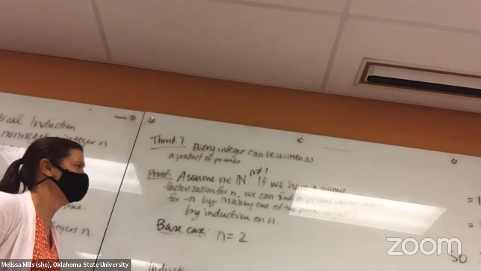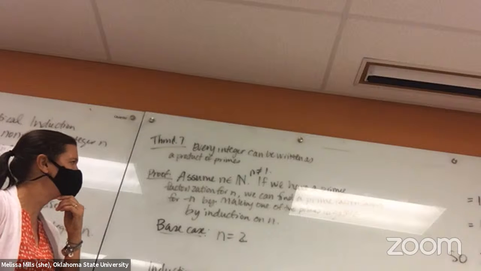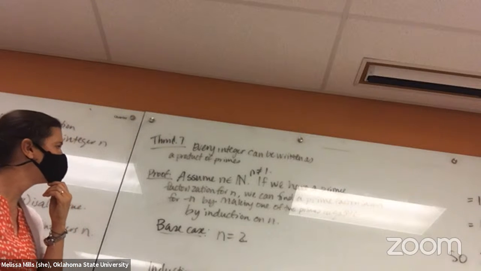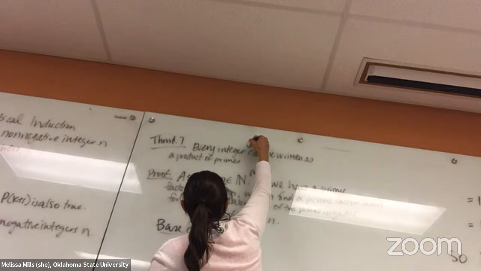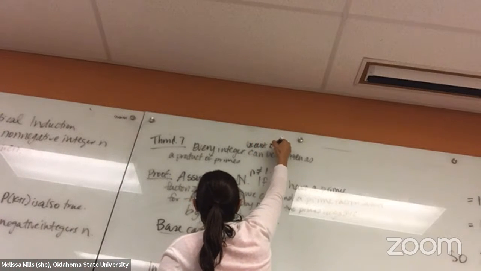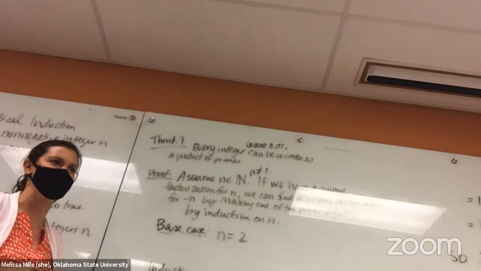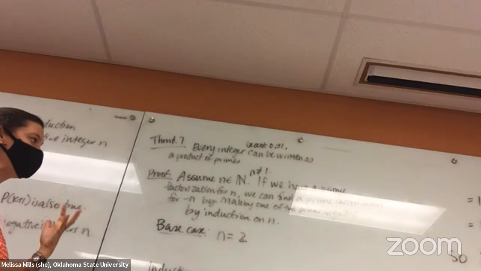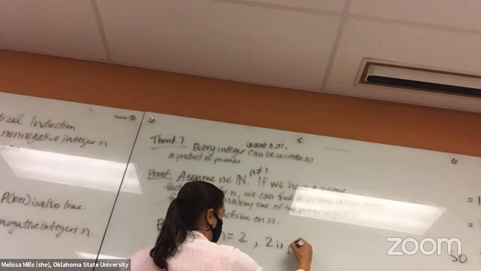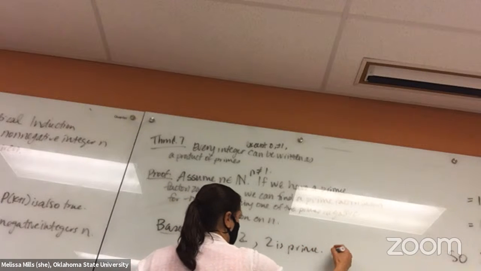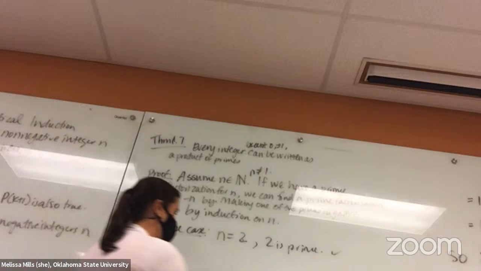Let's assume that n is not 1, because I think the theorem says every integer except 0 and plus or minus 1 can be written as a product of primes. So we're going to assume n is not 1. Our base case is n equal 2, but 2 is prime. We're done. Okay, our induction step.